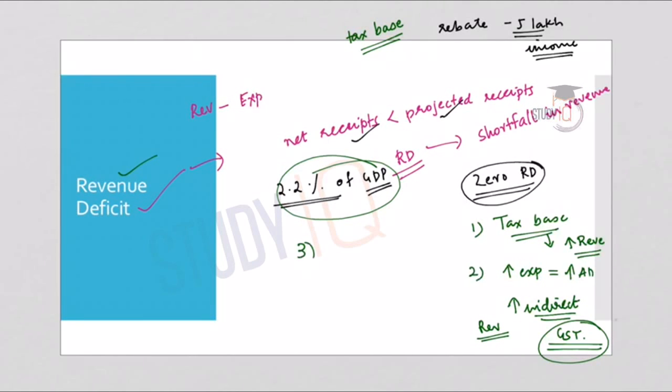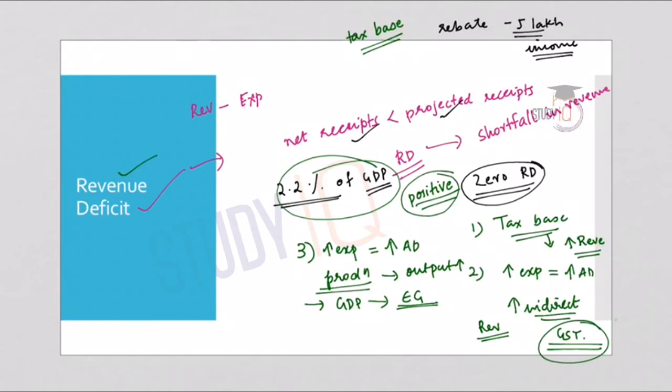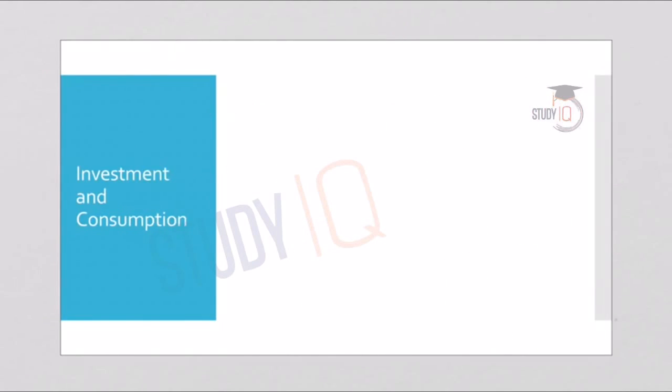And thirdly, when the expenditure or the aggregate demand increases, this will further boost production. Boosting production means output increases, and an increase in output means there is an increase in GDP, thereby ensuring economic growth and development. So these are all some positive outcomes of these budget announcements.